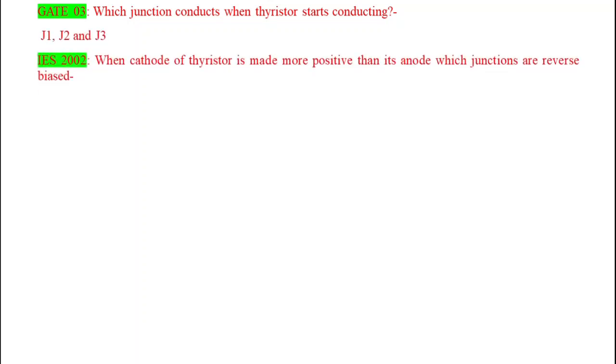Next is, when the cathode of Thyristor is made more positive than its anode, then which junctions are reverse biased? In this case, Thyristor is in reverse blocking mode. In this mode, the outer 2 junctions, that is J1 and J3, are reverse biased, while junction J2, that is the central junction, is forward biased.